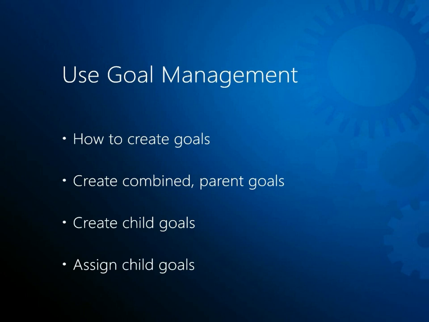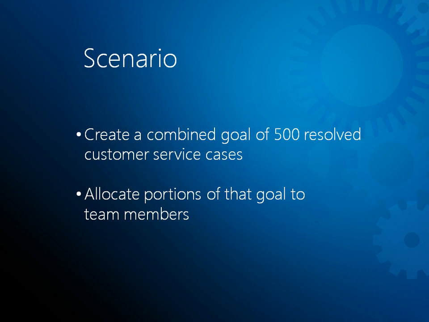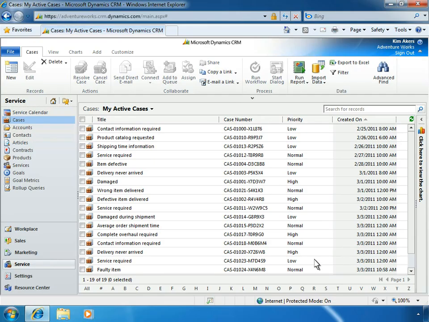of the child goals. You will first create a combined goal of 500 resolved customer service cases for the second quarter of the fiscal year, and then allocate portions of that goal to team members. To start, you'll need to define the metrics or data that will be gathered in Microsoft Dynamics CRM to monitor the progress of your goal.